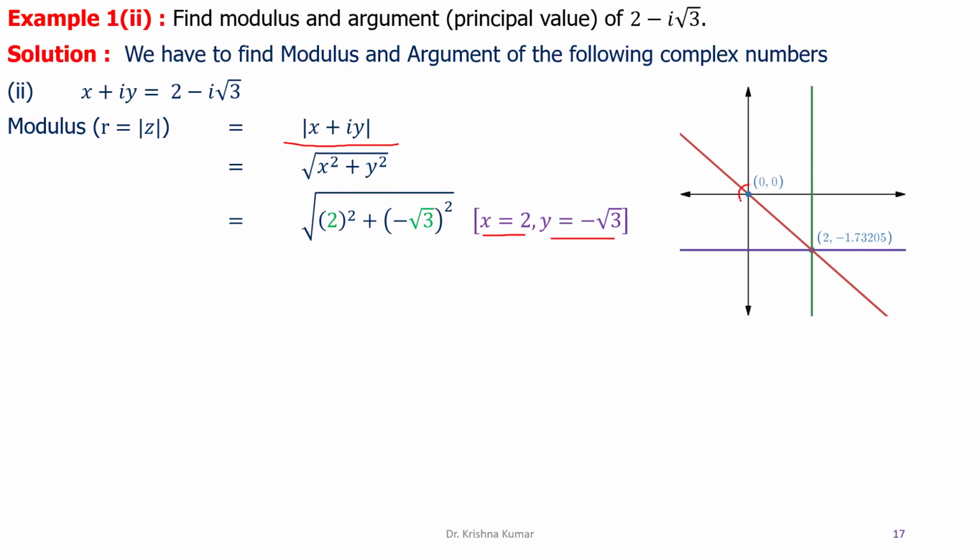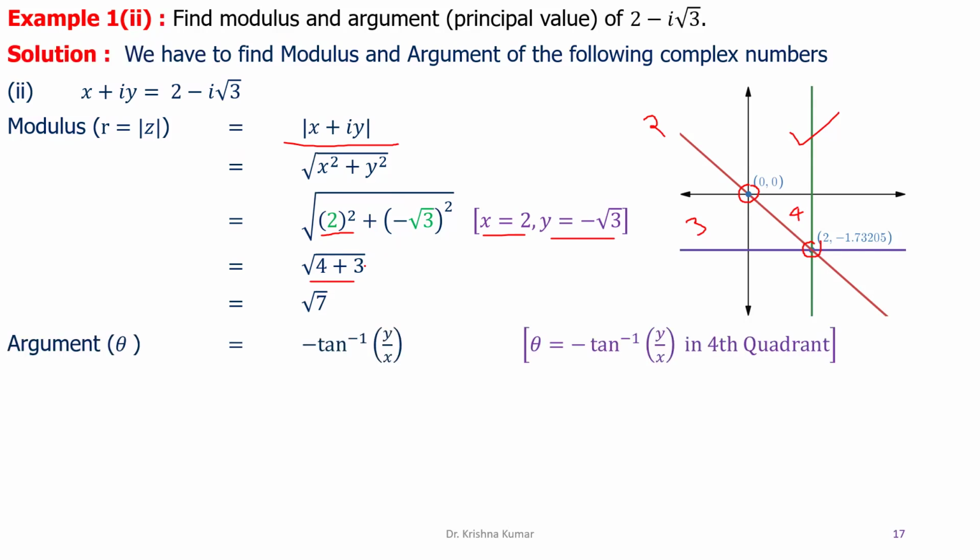If you see in the Argand diagram, this is the origin, and this is the number 2 minus root 3 i. This is the first quadrant, this is the second quadrant, this is the third quadrant, and this is the fourth quadrant. So this number lies in the fourth quadrant. The modulus is nothing but 2 squared, which is 4, plus minus root 3 squared, which is 3. So this is root 7. So the modulus is root 7.